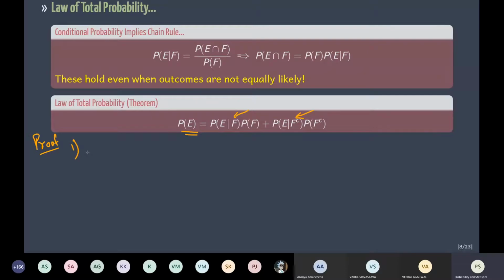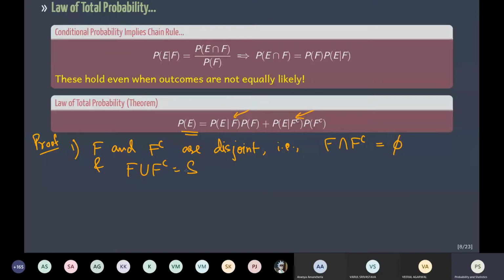Let us write the first step. The first step is that we know that if F is an event, then F and F complement are disjoint, and F union F complement must be the whole sample space. So we observe that F and F complement are disjoint: F intersection F complement is the empty set, and F union F complement must be the whole sample space.